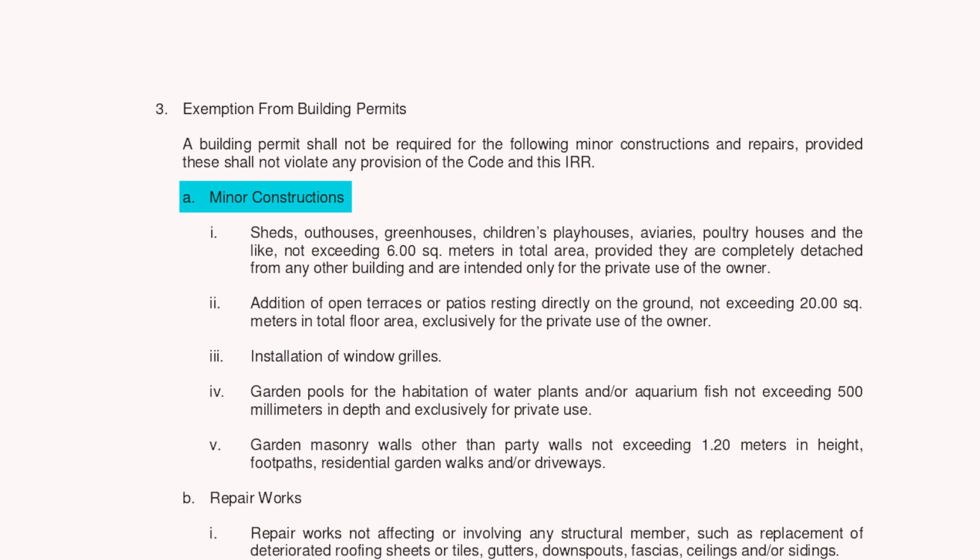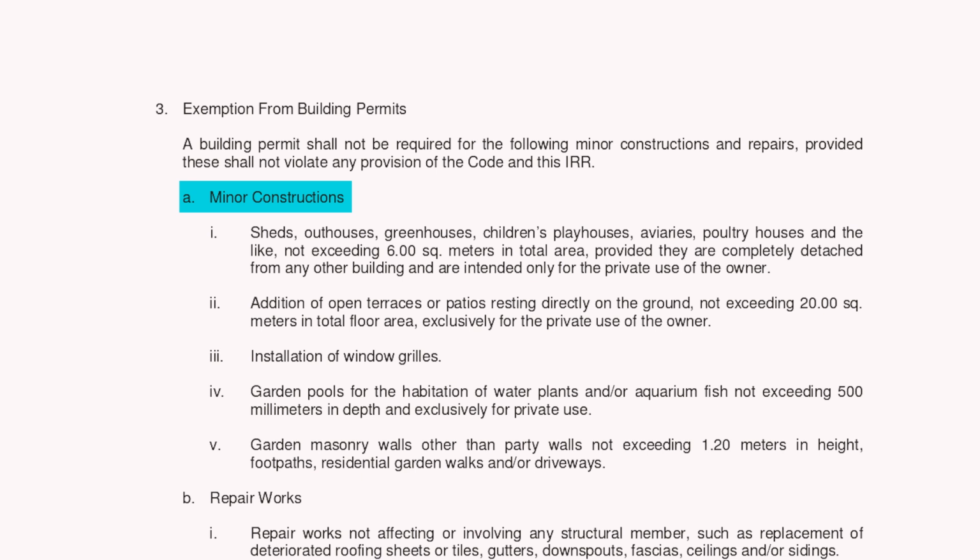Okay? If what you intend to build is something like this, something this small, go ahead, build it. You don't need to get a permit for this. That's what we're saying. Okay, exempted from the building permit requirement. Other exemptions: an open terrace or a patio not larger than 20 square meters at ground level. Now that's exempted. No need to get a permit for that.